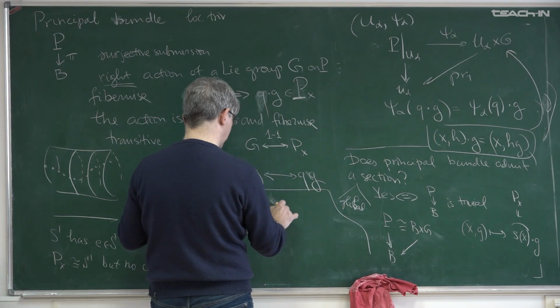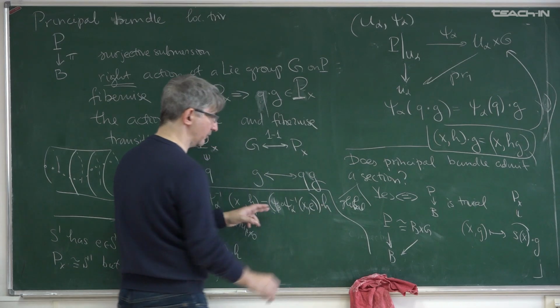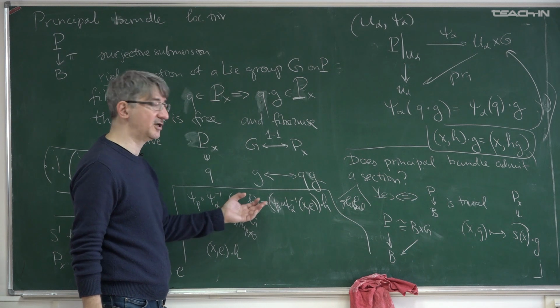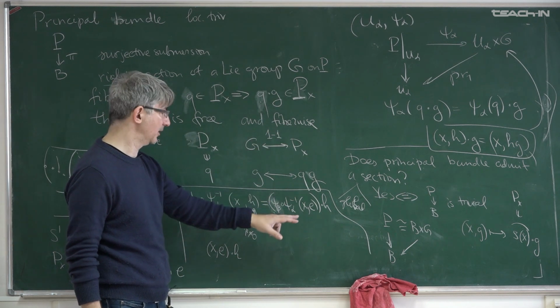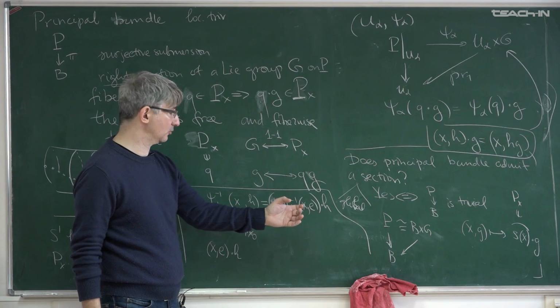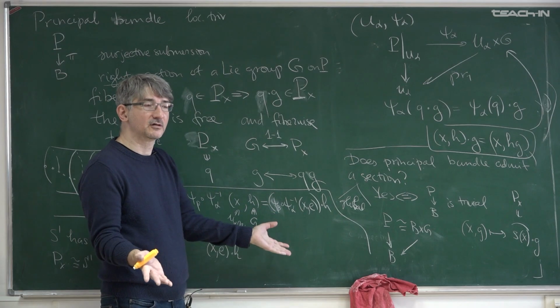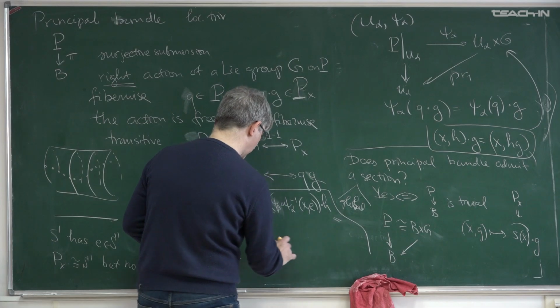So let me write it here. Psi beta, psi alpha inverse, apply it to this element, and then multiply by h. Is it correct? Yes, it's absolutely correct. It's equivariant, so the group element goes outside. We don't worry about that. The only thing I need to understand is what happens to this point. I cannot say it; it may be arbitrary.